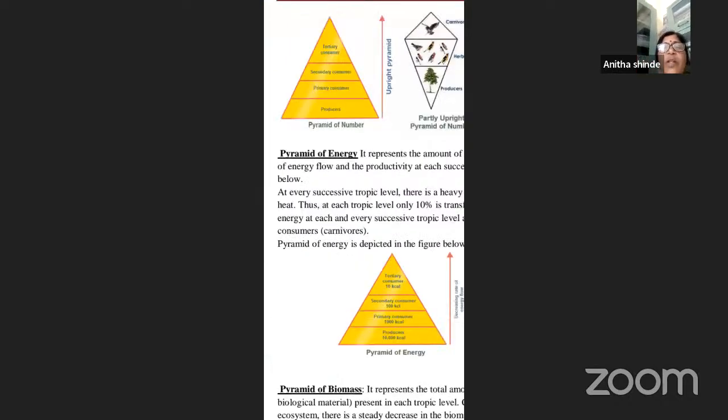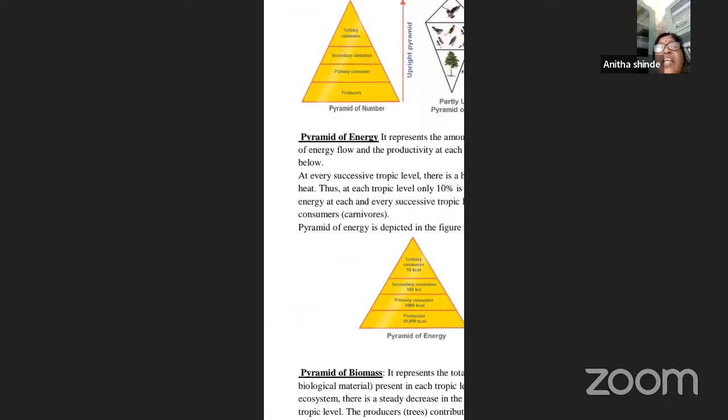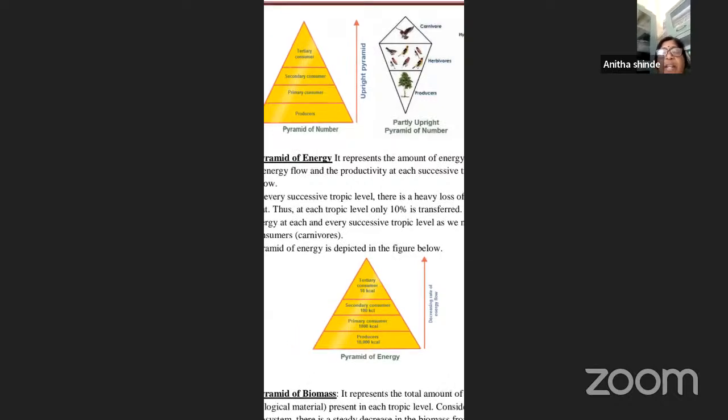Okay. The next is what? Pyramid of energy. Now, pyramid of energy represents the amount of energy present in each trophic level. So the rate of energy flow and the productivity at each successive trophic level is shown in the figure below. So this is the pyramid of energy.